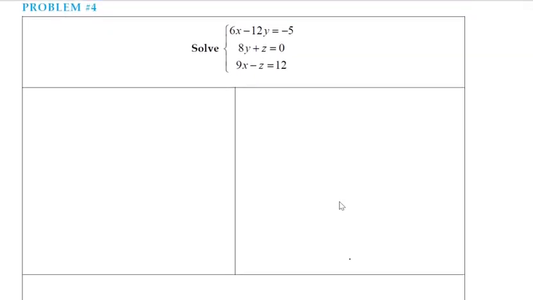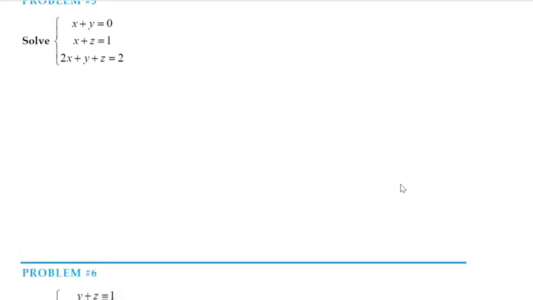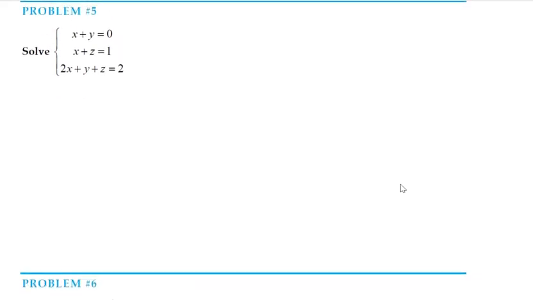Okay, so let's look at problem 5. I'm going to skip 4, but you can go ahead and work on that one yourself to give you a little bit of practice. But let's work through problem 5 together.